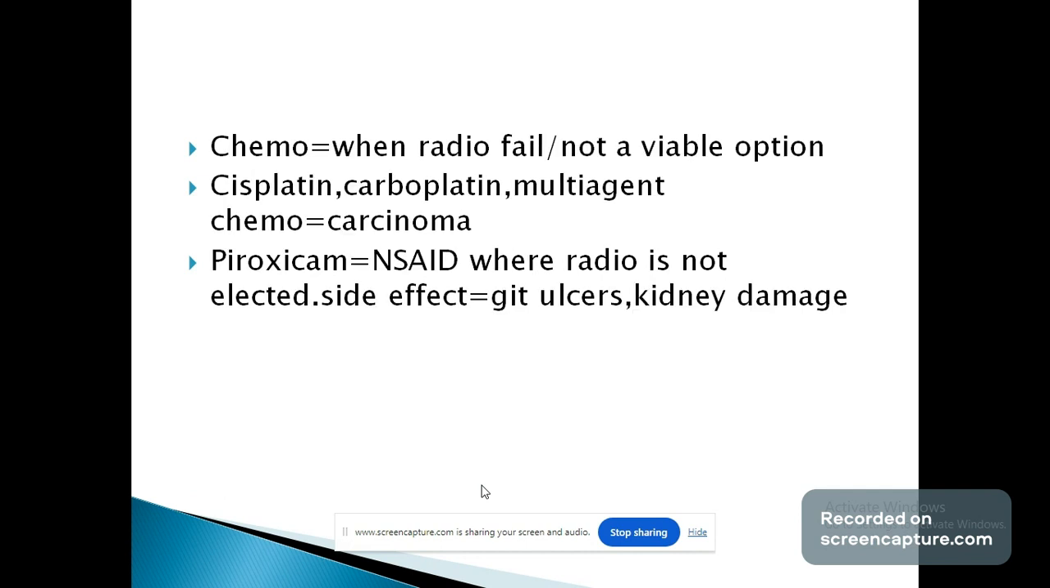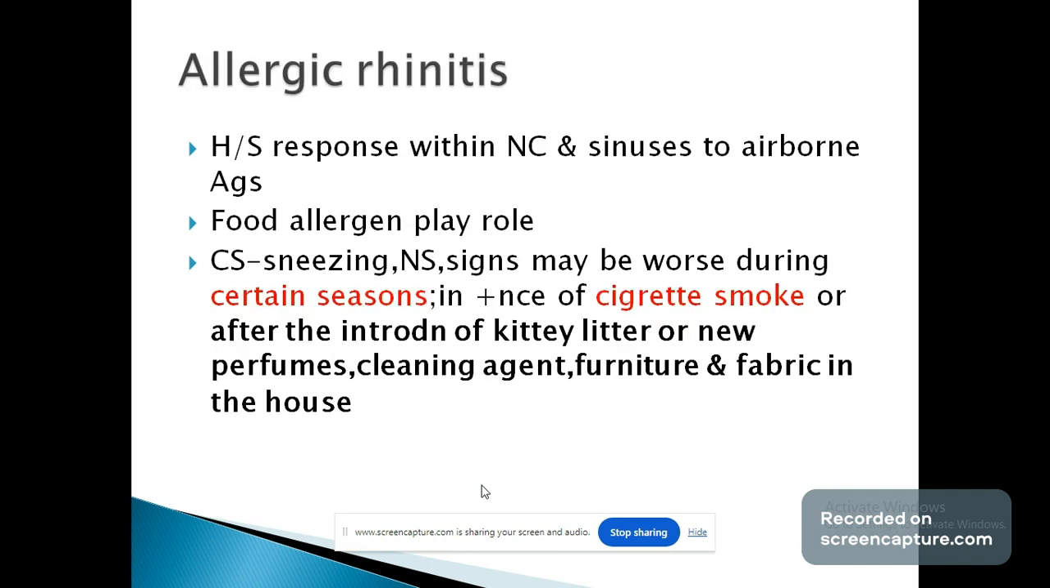Chemotherapy is used where radiotherapy failed or is not a viable option. In chemotherapy, you can use cisplatin, carboplatin, or multi-agent chemotherapy. You can use piroxicam. Piroxicam is an acid, so you can expect side effects like GIT ulcer and kidney damage.